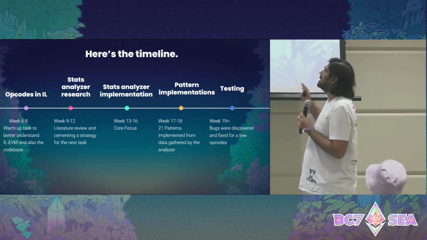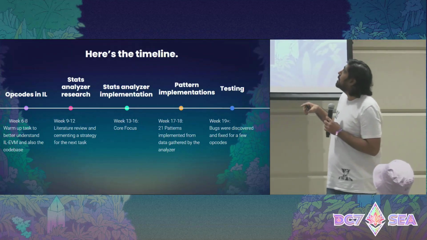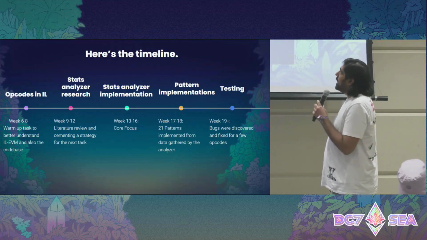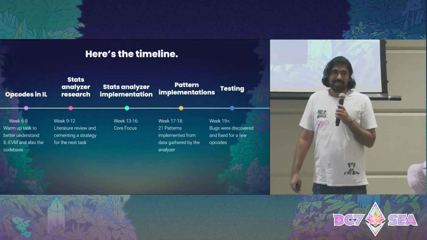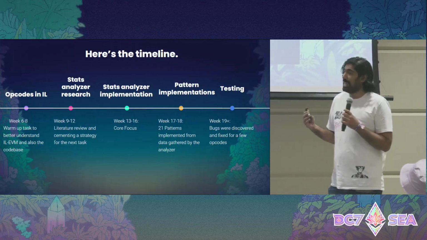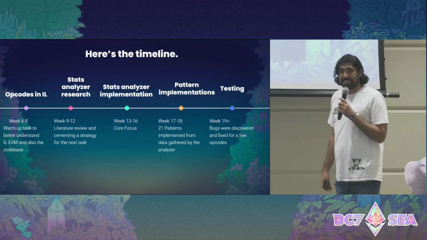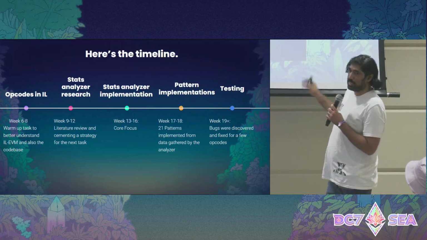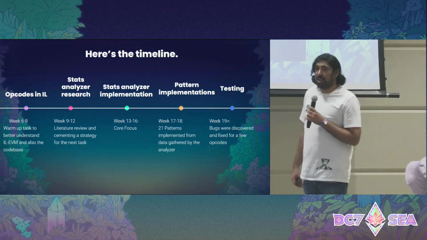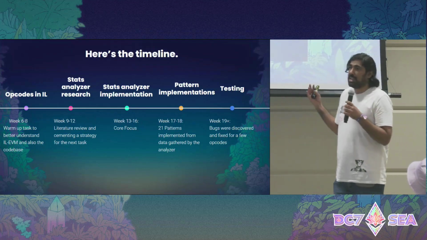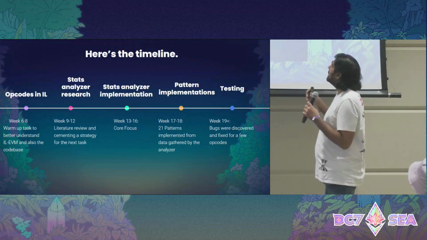Weeks 6 to 8 were spent on some warm-up tasks to get a feel of the code base. Weeks 9 to 12 were spent on research for the upcoming task, which is basically gathering n-gram stats. The core focus of the project was the stat analyzer implementation, which happened between weeks 13 and 16. Then in weeks 17 and 18, I was running the stat analyzer, getting the n-grams, and then doing the n-gram implementations for pattern detection mode for the IL-EVM.